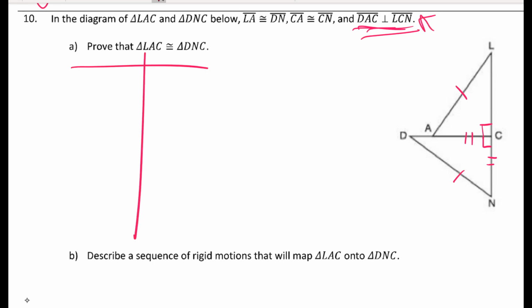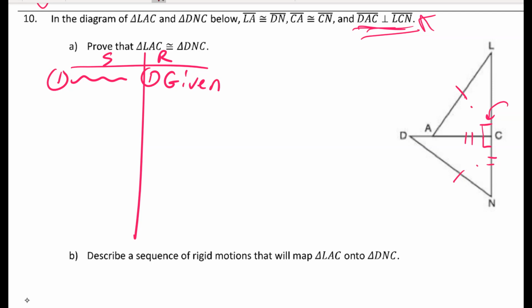So again, I'm going to start my statement, reason, proof. I would list out my givens, and my reason is just, well, they gave them to me. So let's go through a game plan here. I want to prove that these two triangles in the top and bottom are congruent. I've got two sides already, and I can make an argument that that's a right angle.